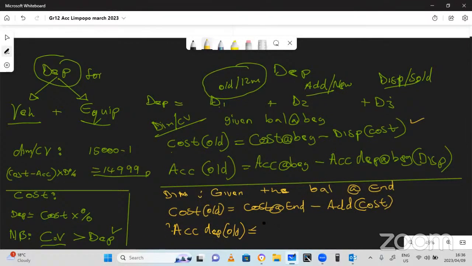So to calculate the accumulated depreciation as well, we are going to do the same thing. We are going to take the accumulated depreciation at the end, and subtract what now? The depreciation, in other words, because this is just the depreciation number 2, or the depreciation on addition, for the additional asset. Simple. Okay, with these notes, guys, we can go to our question, please.